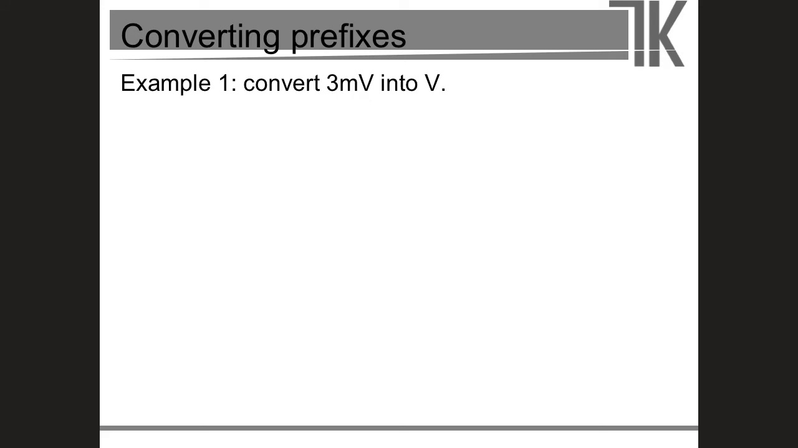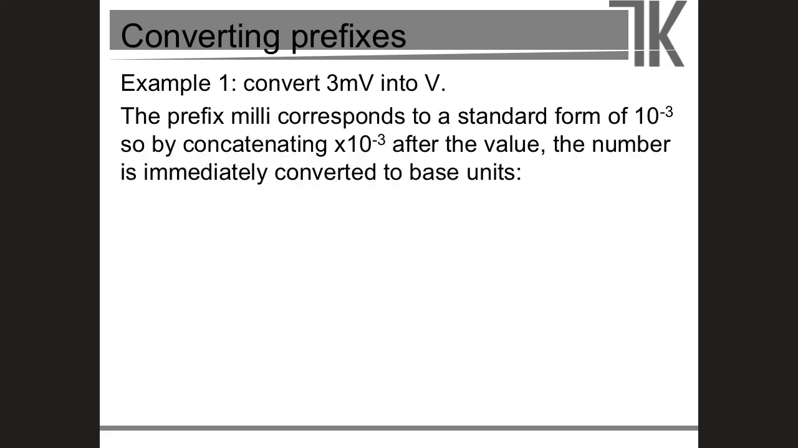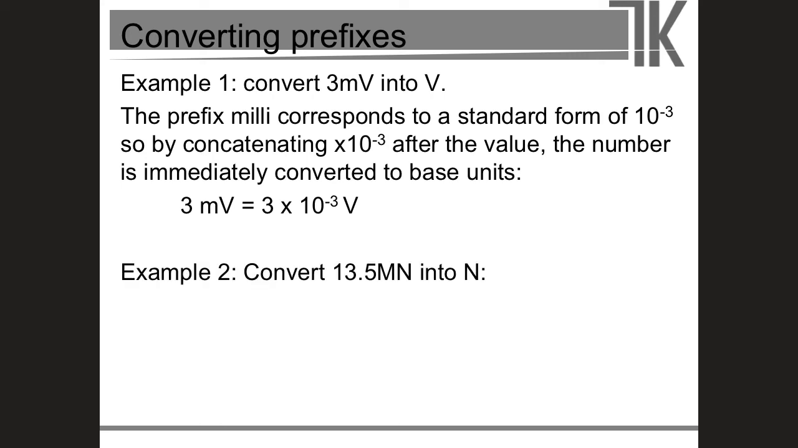Example 1, convert 3 millivolts into volts. Well, the prefix milli corresponds to a standard form of 10 to the -3. So really all we do is, rather than writing that little m, we write times 10 to the -3 after that value, and the number is immediately converted into base units. So we've got 3 millivolts, or 3 times 10 to the -3 volts. It really is that simple. So the next example, pause the video and give it a try.